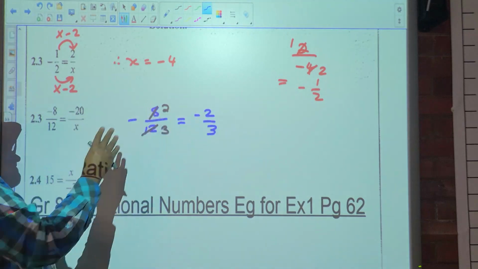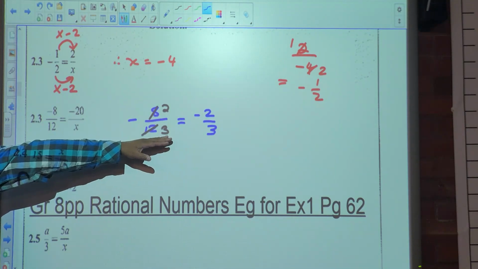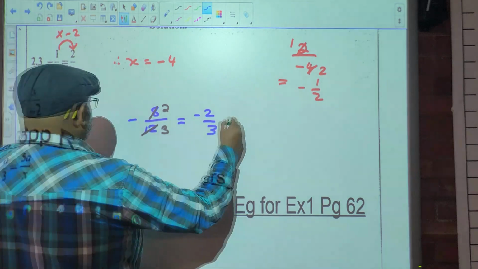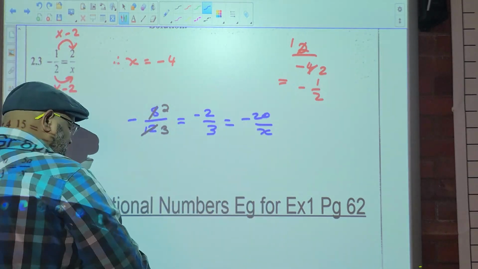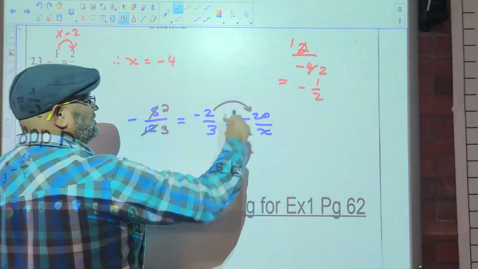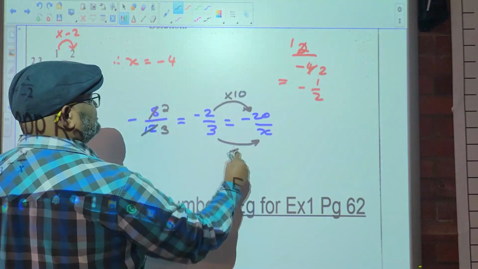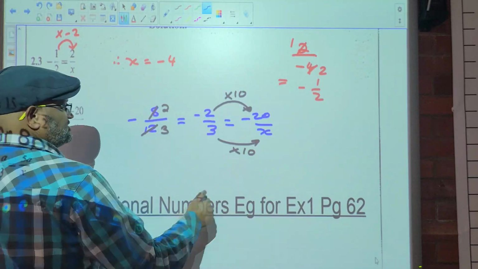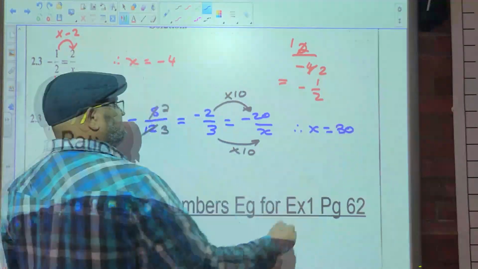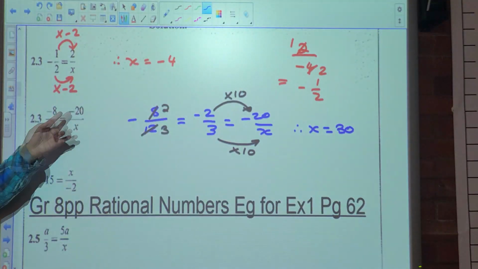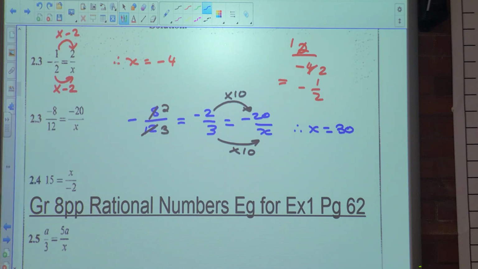So negative 2 over 3 is equivalent to negative 8 over 12. Can you see that, people? So in other words, this must be equal to negative 20 over x. So now we ask ourselves, how do you get from negative 2 to negative 20? Times by 10. So you times that also by 10. Okay? So therefore, x works out to be 3 times 10, which is 30. And negative 20 over 30 is of course negative 2 over 3, which is the same as negative 8 over 12.